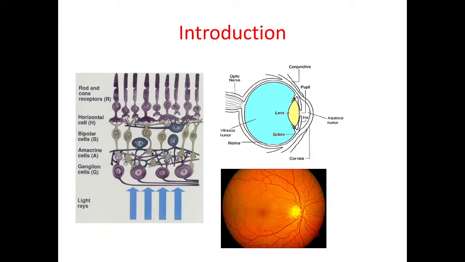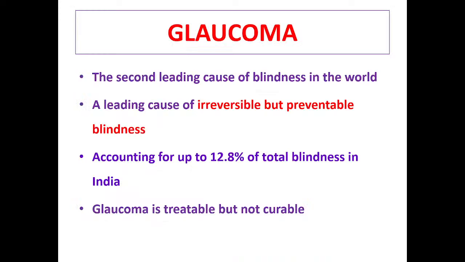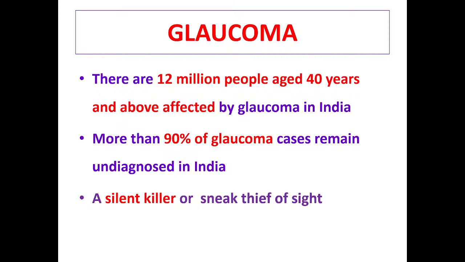So you examine the disc and see what changes are occurring which are very typical of glaucoma, which I am going to tell you in future lectures. So this is the basic concept regarding glaucoma. Then I also told you it is a silent killer of vision. Why?